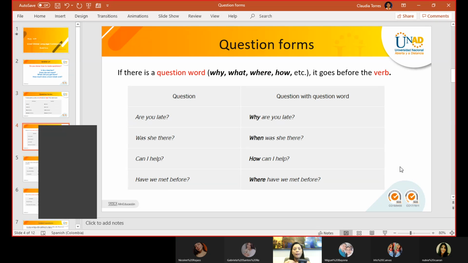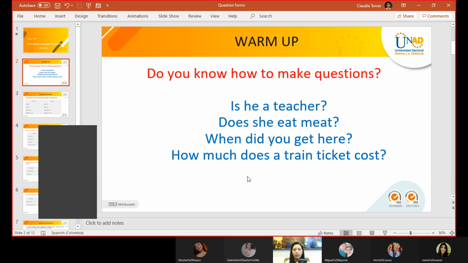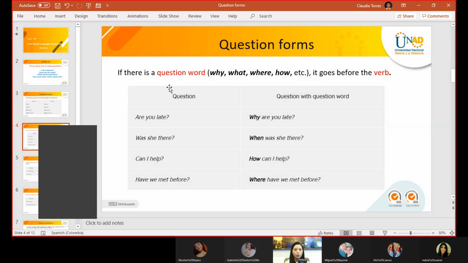Do you remember when we were talking at the beginning about the last two questions? When and how much are WH words, or question words. So when we make questions with these words, we have to put them at the beginning of the sentence, but especially before the verb. And here you will find some examples. Are you late? So "Are you late?" is the regular question, right? It's the inversion that we studied before.